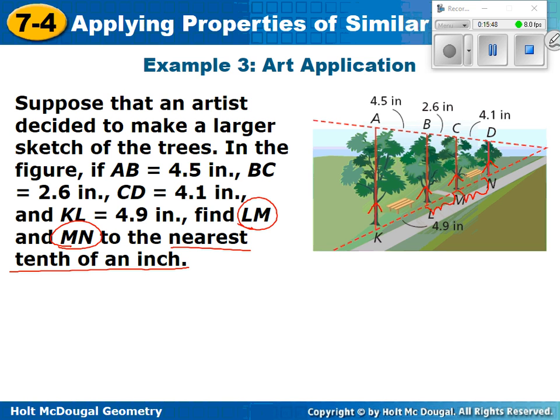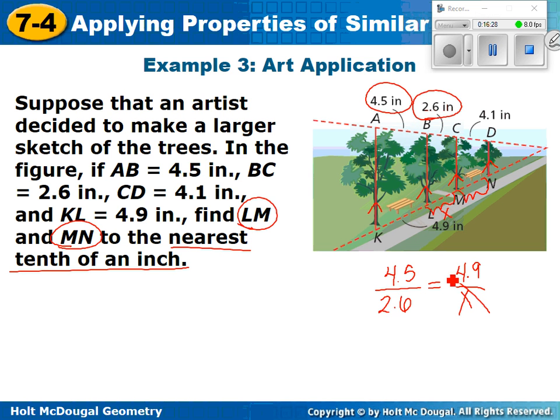So what we want to do is find LM, let's call it X. What would be a proportion that we could write down that would help us find X? Okay, I heard Reese say 4.5 over 2.6. So he's using this piece over this piece. So he needs to go to the corresponding pieces below. What would that equal, Reese? 4.9 over X. Is everybody following? You're just picking the parts of the transversals to their corresponding parts below.